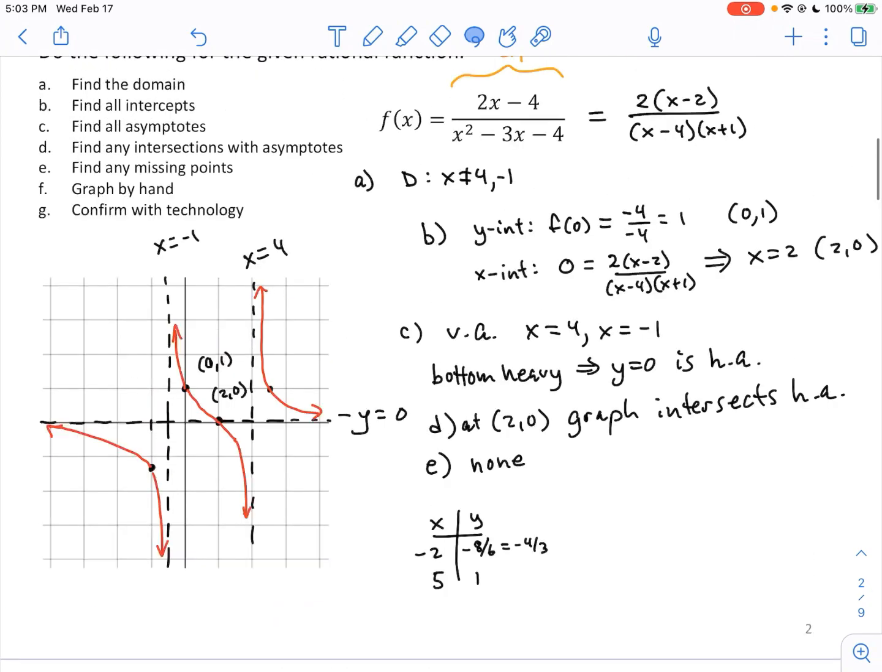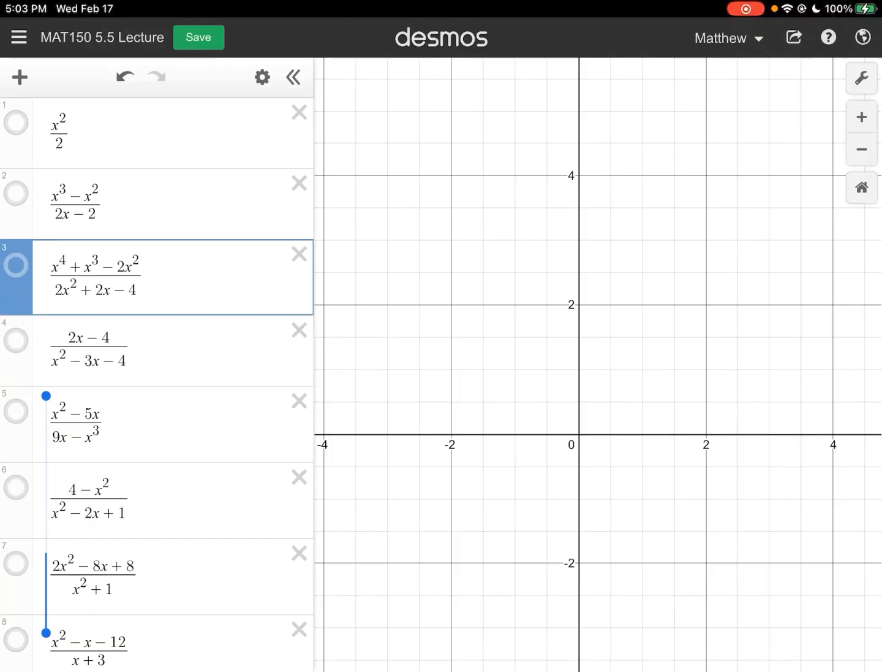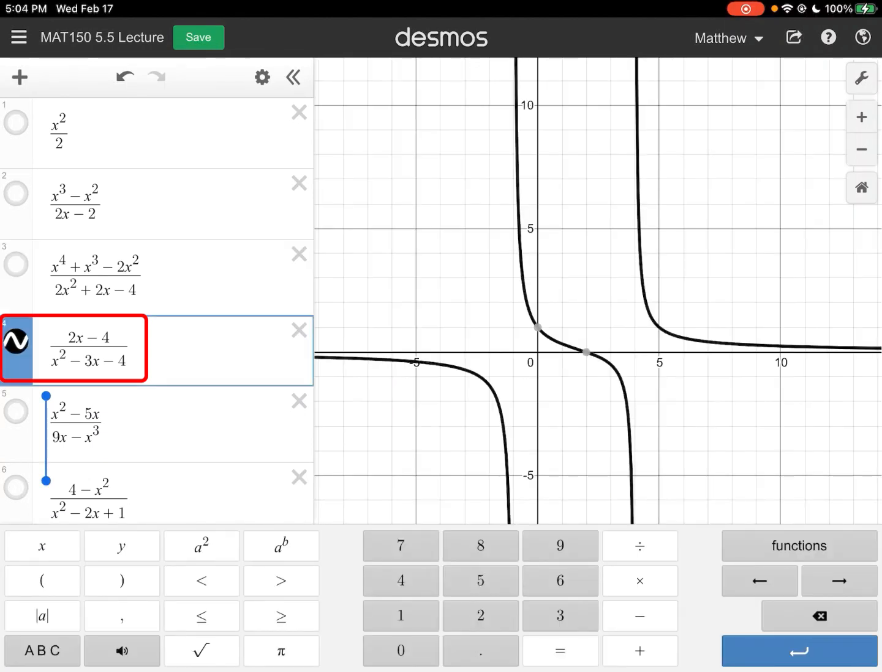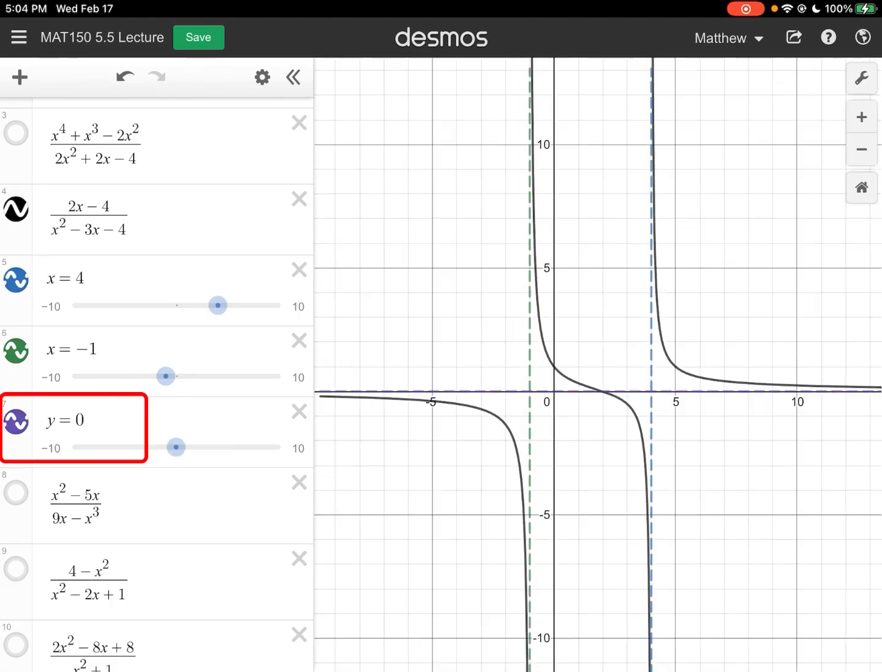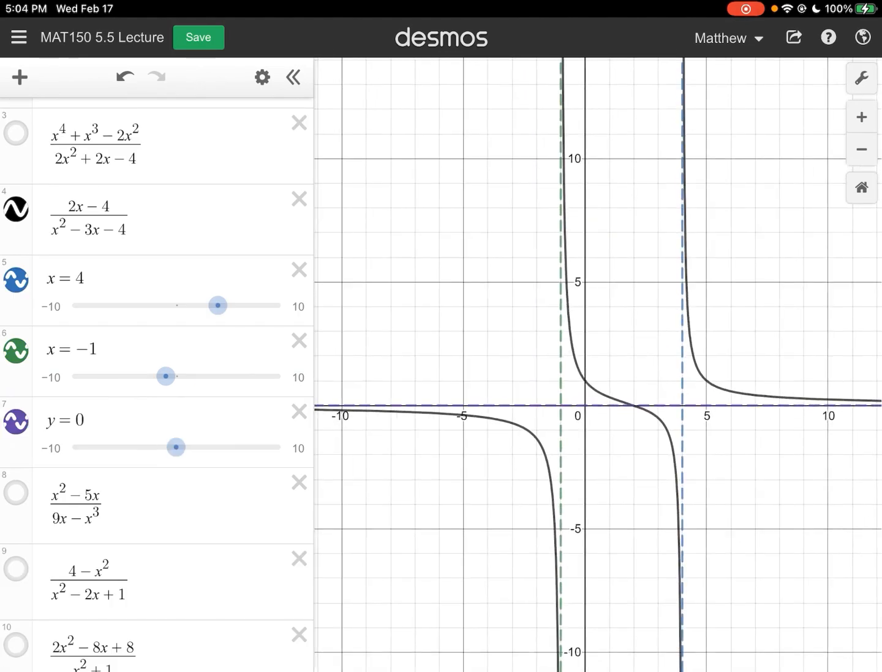And then the last part was confirm with technology. So I'm going to just go over here and reveal the graph that we just did. I don't have any asymptotes plotted in here, but you could insert them. And then the horizontal was y is equal to 0. So here's our 3 asymptotes, 2 vertical, 1 horizontal.